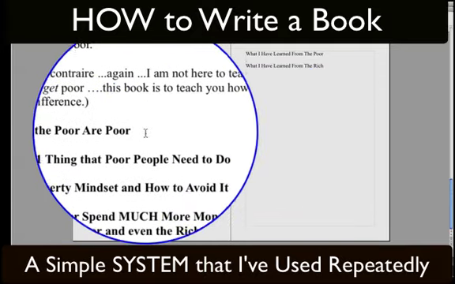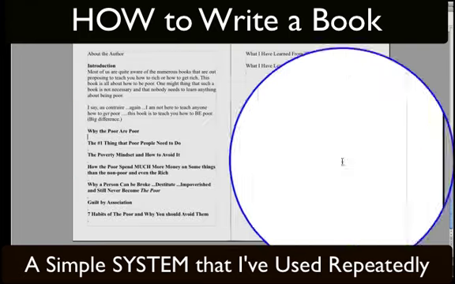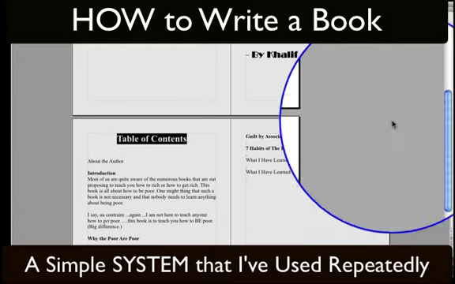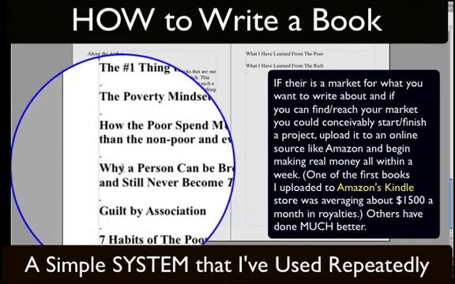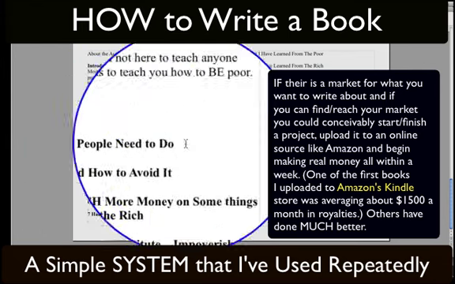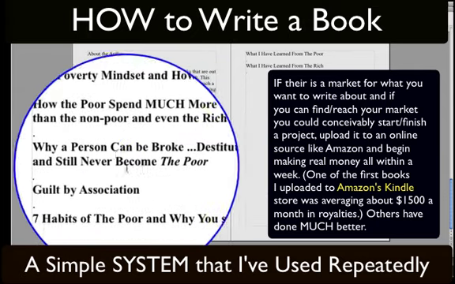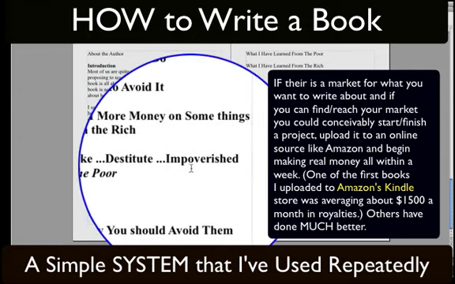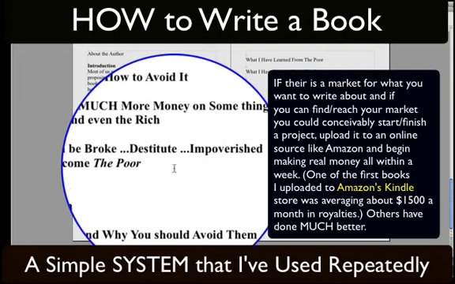Okay. Why the poor are poor. Let's start with that one. I just start writing it, basically. Now remember, the table of contents is part of the book. That's in the front. The reason I copied it is, when it comes to writing the book, I can just go through what I've already created and just begin writing. I can start at the beginning, the middle, the end. It doesn't matter. Why a person can be broke, destitute, impoverished, and still never become poor. Okay, let me start here. Let me do this, so that way you can really see what I'm talking about.